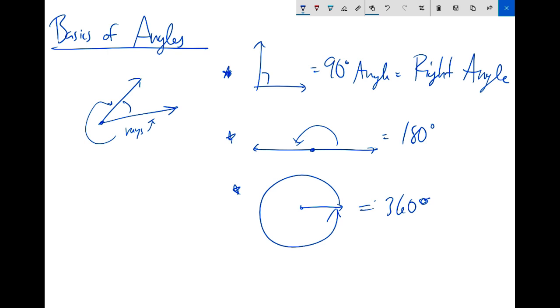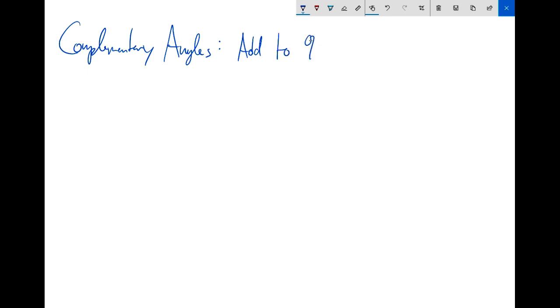There are some properties of special types of angles. For example, you can have complementary angles. Complementary angles are angles that add to 90 degrees. In other words, if you put together one angle and another angle, together they would make that 90 degrees. Those are considered complementary if they add up to 90.